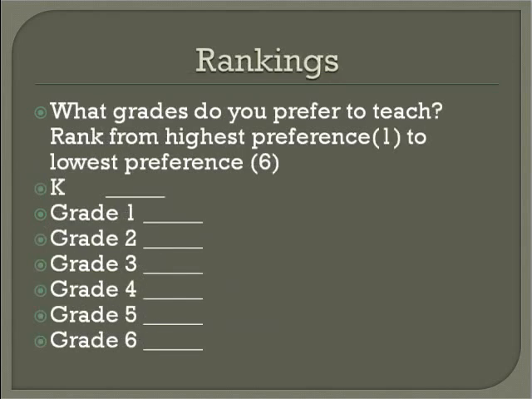We can also have rankings. Rankings are not as commonly used a type of item, but you still do see them. Here we want to rank which grades do you prefer to teach, and the response says to rank from the highest preference, 1, to the lowest preference, which is 6. So here's an example where you could rank which grades you prefer to teach. So you get what the highest preference is and also what the lowest preference is.